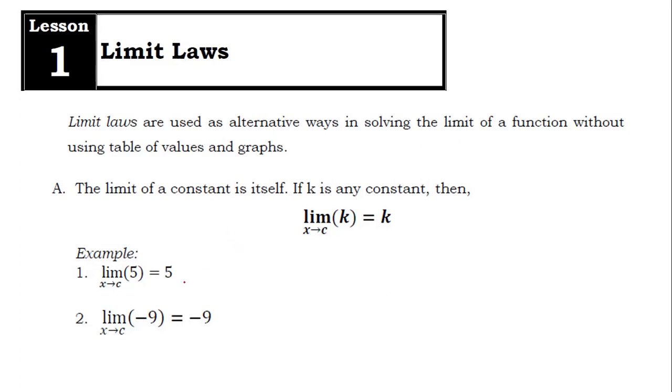okay, whatever x is approaching, as long as it is a constant, what you will copy here is just the k. Whatever value is here, that is the answer to the limit. Any constant value. As long as the function is a constant, the answer is that k. Okay? So for example, limit of 5 as x approaches c, then the answer is 5. Then also here, negative 9, automatically negative 9 is the answer.